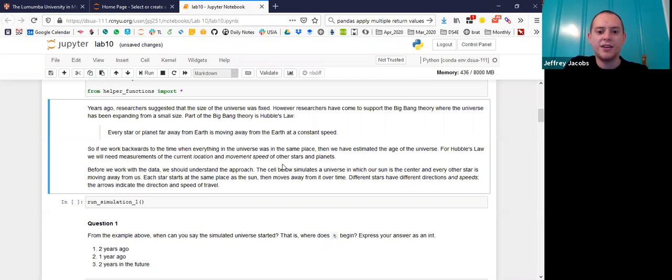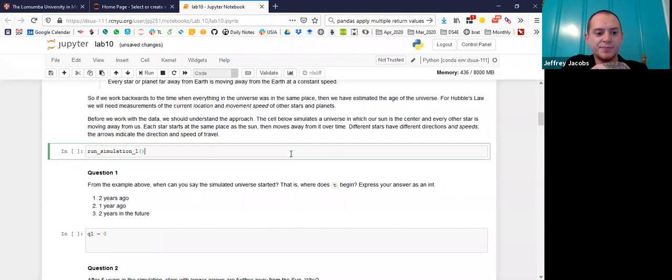So yeah, Hubble's law is that every star or planet far away from the Earth is moving away from the Earth at a constant speed. So if we work backwards to the time when everything was in the same place, we can estimate the age of the universe. That's the gist of it.